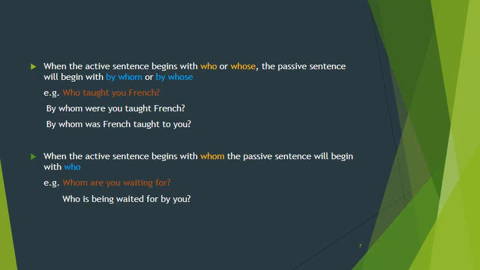Next is, when the active sentence begins with whom, the passive sentence will begin with who. For example, whom are you waiting for? Who is being waited for by you?